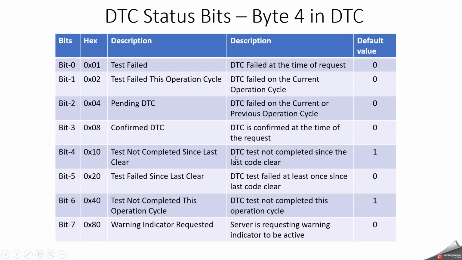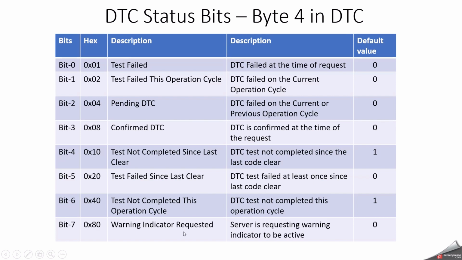Bit 4 is test not completed since last clear, meaning the DTC test has not completed since the last code clear. Bit 5 is test failed since last clear, meaning the DTC test failed at least once since the last code clear. For bit 4, the default value itself is 1. You have to note this carefully. Bit 6 also has a default value of 1. Its meaning is test not completed this operation cycle, meaning the DTC test has not completed this operation cycle.